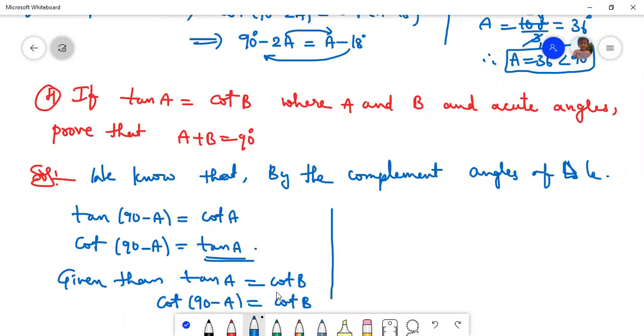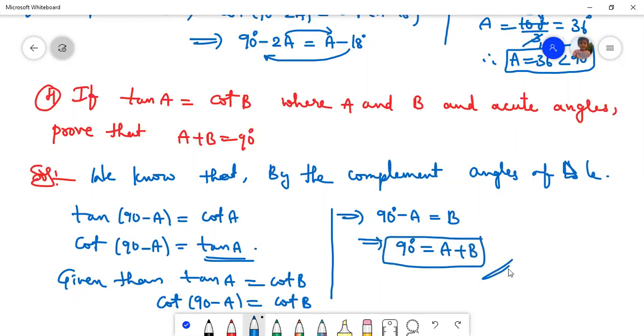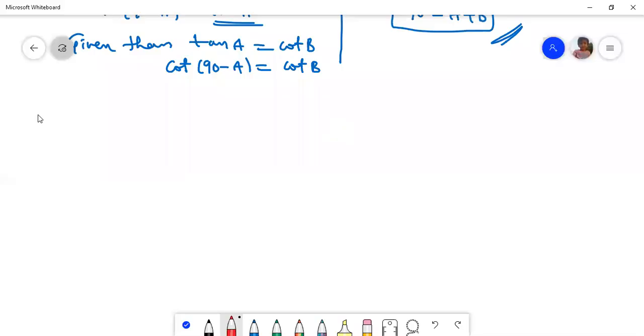From the acute angle, both sides functions are same, cot. Then the angles should be equal. 90 degrees minus A equal to B. From this, A is taking to the right side, 90 degrees is equal to A plus B. It is the solution. Fifth one.